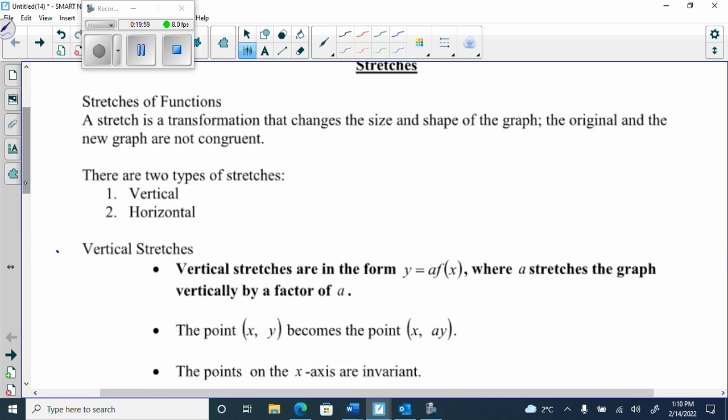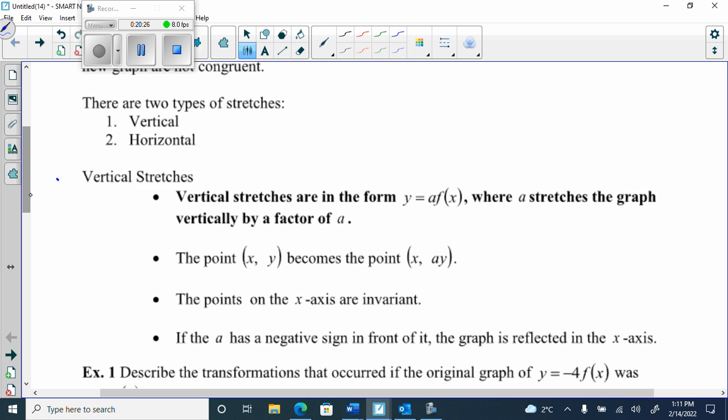Stretches of functions. Quiet, please. A stretch is a transformation that changes the size and the shape of the graph. The original and new graph are not congruent. There are two types of stretches, vertical and horizontal. The craziest part about the stretches is the sentence that you have to write. And you can't not write it correctly. You have to write it in the exact way it is. So, if I give you, let's say, y equals f of x, and I now give you transforms to y equals 3f of x.